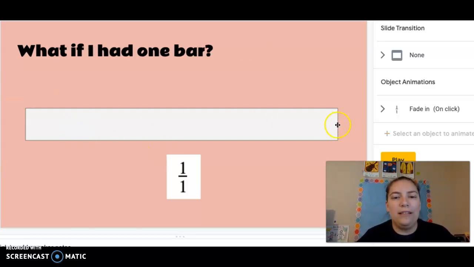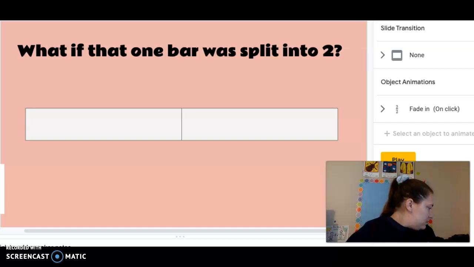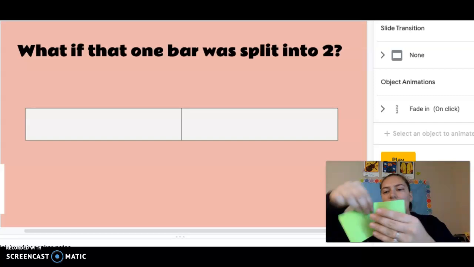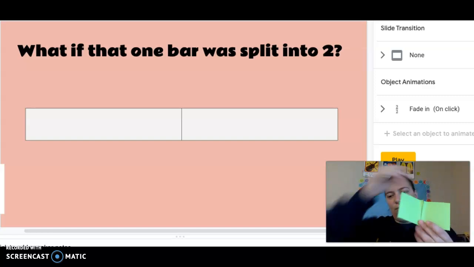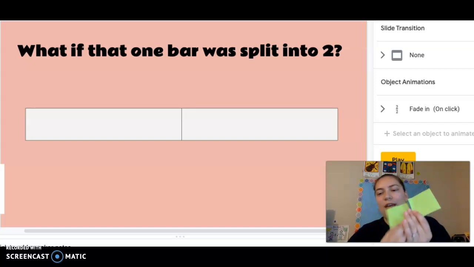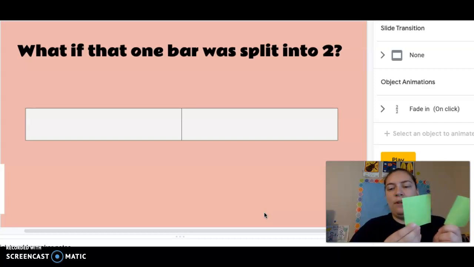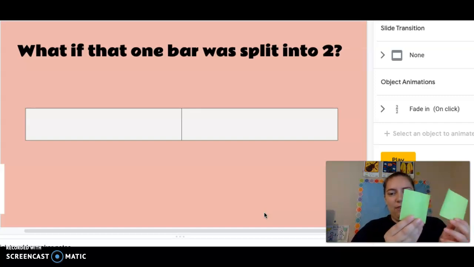Let's look at this one. What if that same bar, look, it's the exact same bar, was split into two pieces? Okay, so what if I had two sticky notes that were exactly the same size, or two pieces of paper that were exactly the same size, that were put together. I have it split into two. What would my part be? How many parts do I have? If both sides of the bar are colored in, or if I have two sticky notes, what would my part be? 1, 2. If both of them are colored in, that's your part. Okay? So you have 2, that would go on top.